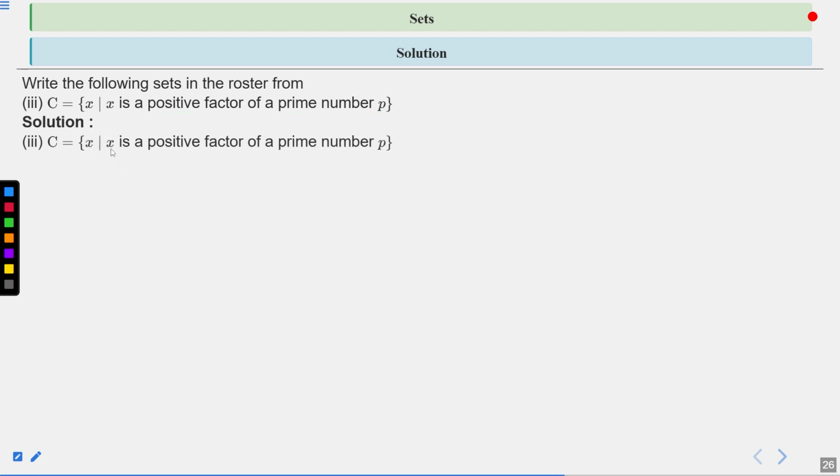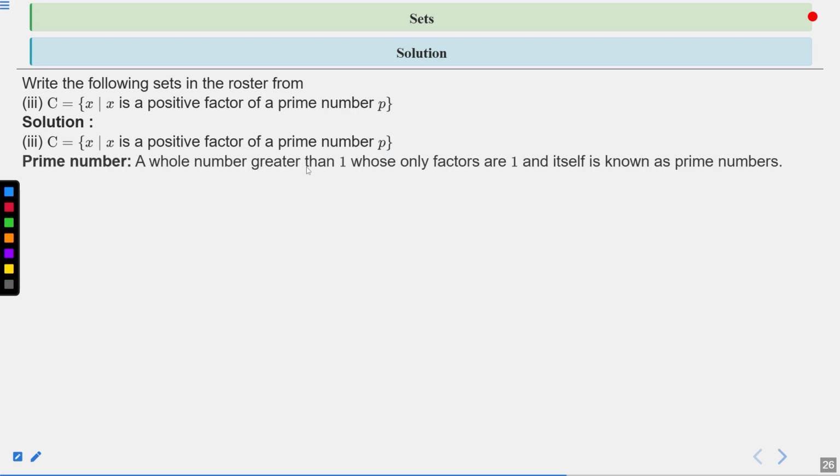Set builder form: x is a positive factor of a prime number p. First of all, you must know about prime numbers. A prime number is a number greater than 1 whose only factors are 1 and itself. Such numbers are your prime numbers. Hence, the factors of any prime number p are simply 1 and the number itself, p. So the roster form is {1, p}. Clear?